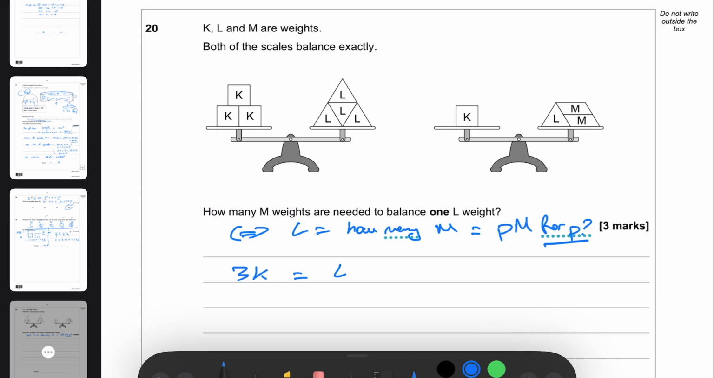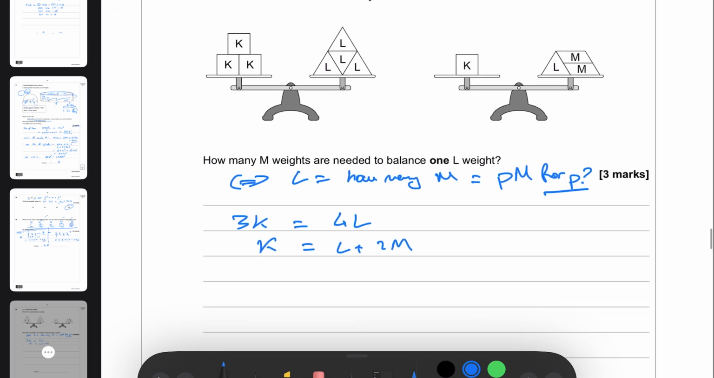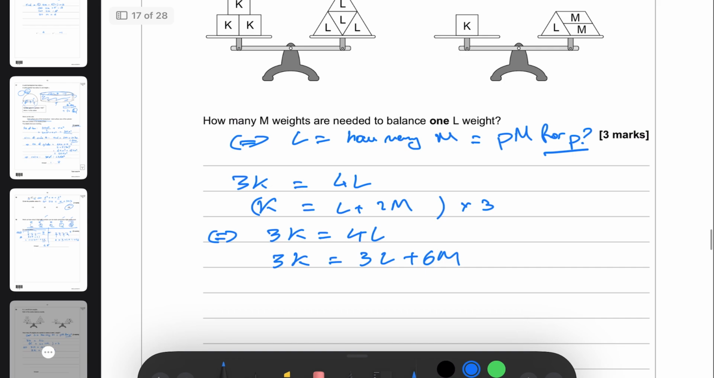So we know that 3K equals 4L, right? And we know that K is equal to L plus 2M. And these scales balance exactly. So we know that this is correct. And we need M weights to balance 1 L weight. So what we can do, we can times this by 3, right? So we get 3K equals 4L, and we get 3K is equal to 3L plus 6M, and then we subtract them.